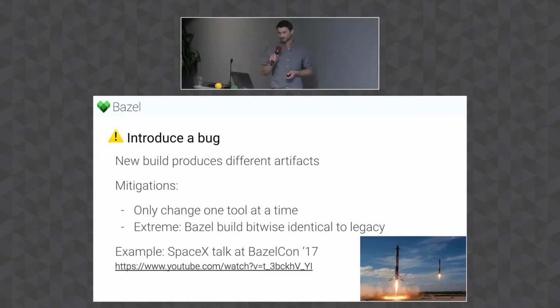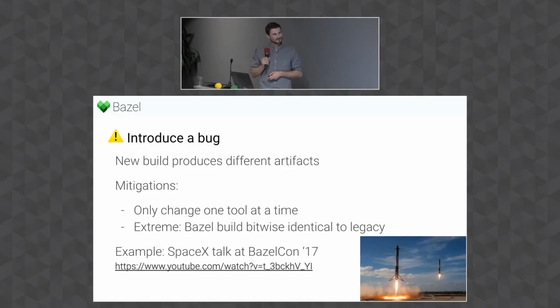You could also introduce a bug with Bazel. It might be that because your build's changed, there's a difference in your binary artifact. To mitigate this, you want to change as little as possible. So if you're already changing to Bazel, don't change your toolchain. Try and have Bazel call your existing build with all the same configuration and settings that you have. Don't switch from Webpack to Rollup, for example.